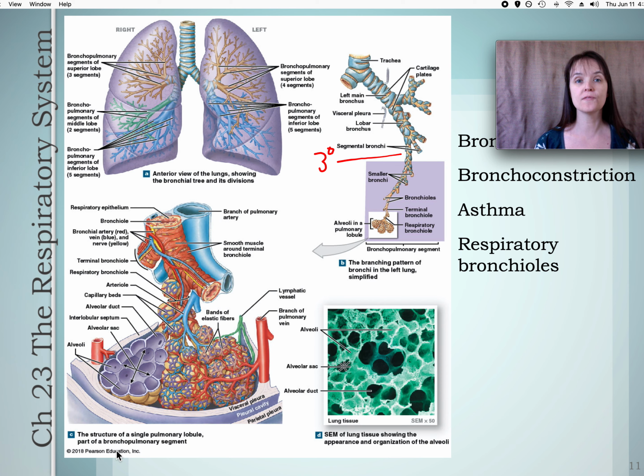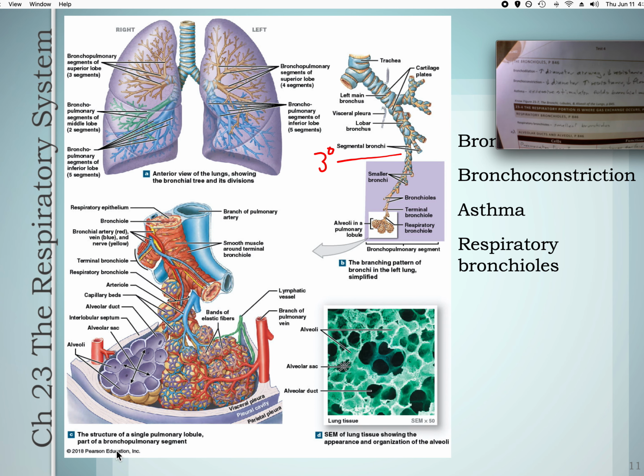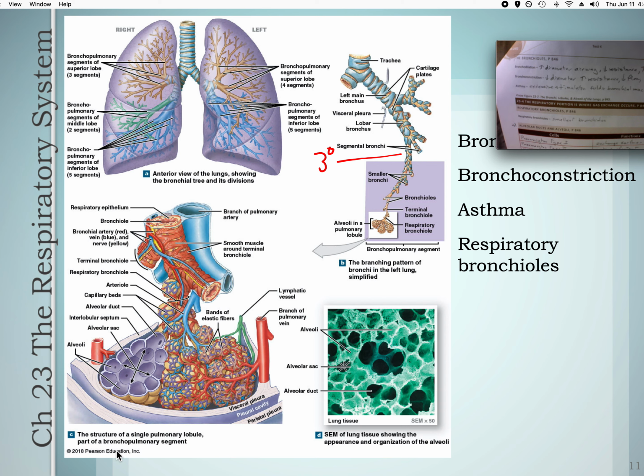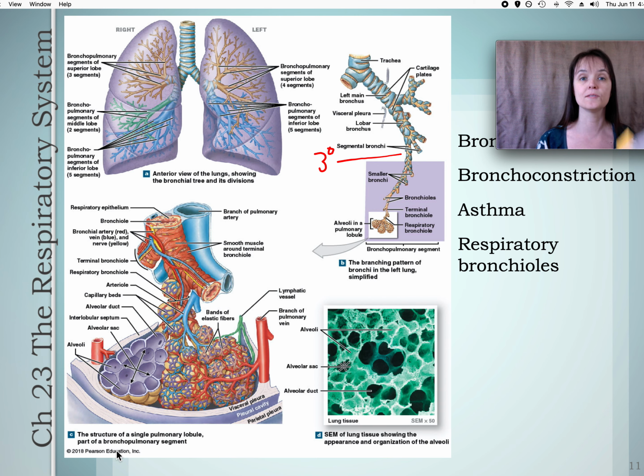Lecture test 4, video 3, and we're starting at the top of what is for me page 5, and it looks like this with the bronchioles. Talk about bronchodilation, bronchoconstriction, asthma, and so on.